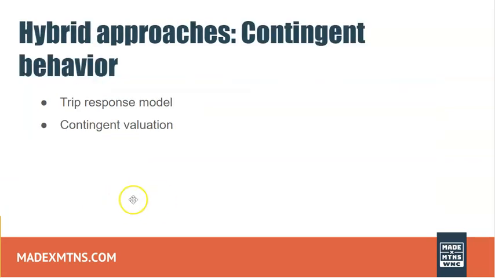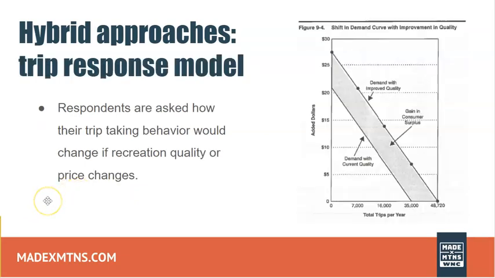Okay, so in terms of hybrid approaches, there are maybe two types. One is the trip response model, and the other is contingent valuation. With the trip response model, survey respondents would be asked how their trip-taking behavior would change if recreation quality or prices change or if something else changes. So here, going back to the travel cost method chapter, here's figure 9.4, where they talked about a shift in a demand curve with an improvement in quality.